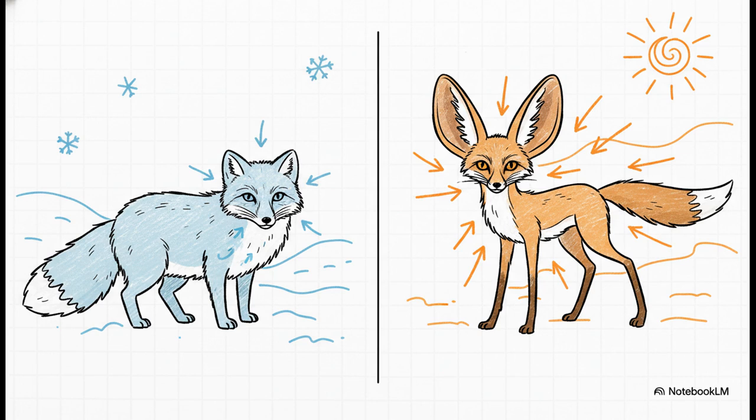And check this out. Here's a really cool specific example of adaptation in action. It's called Allen's rule. It's this observation that mammals living in cold places, like an Arctic fox, tend to have shorter ears and limbs. Why? It's simple, really. It reduces their surface area and helps them hold on to precious body heat. A super elegant solution to a very cold problem.